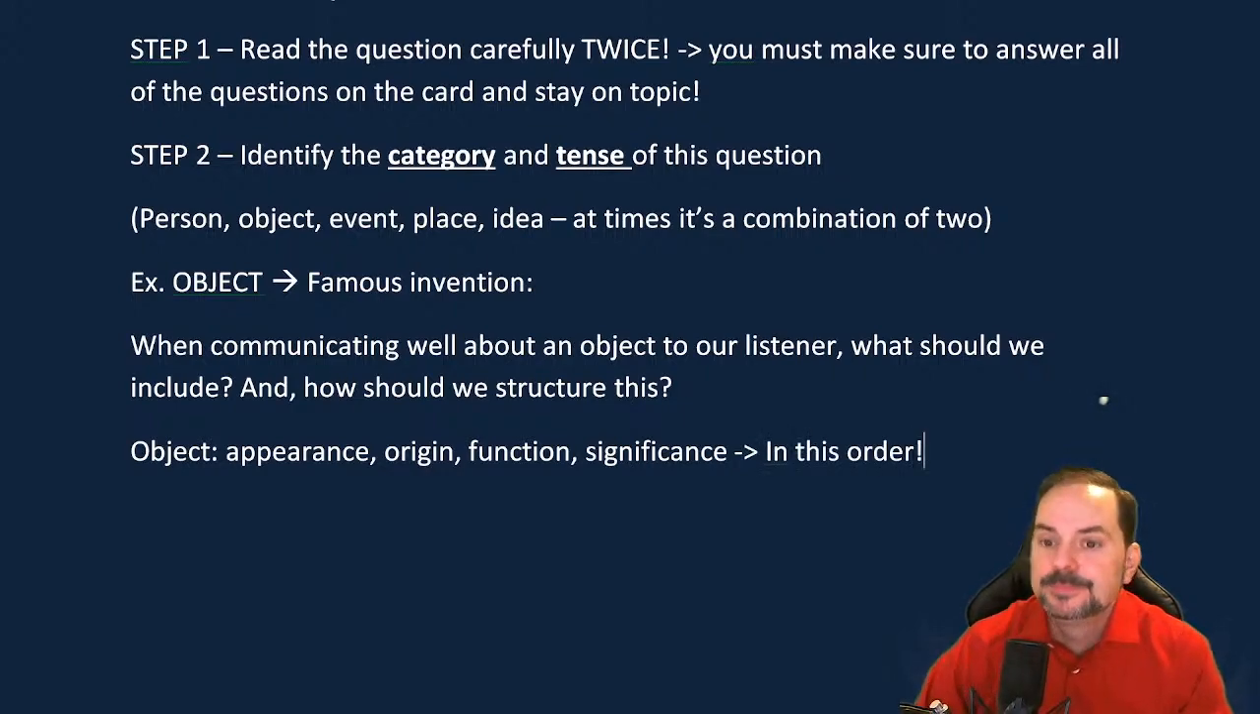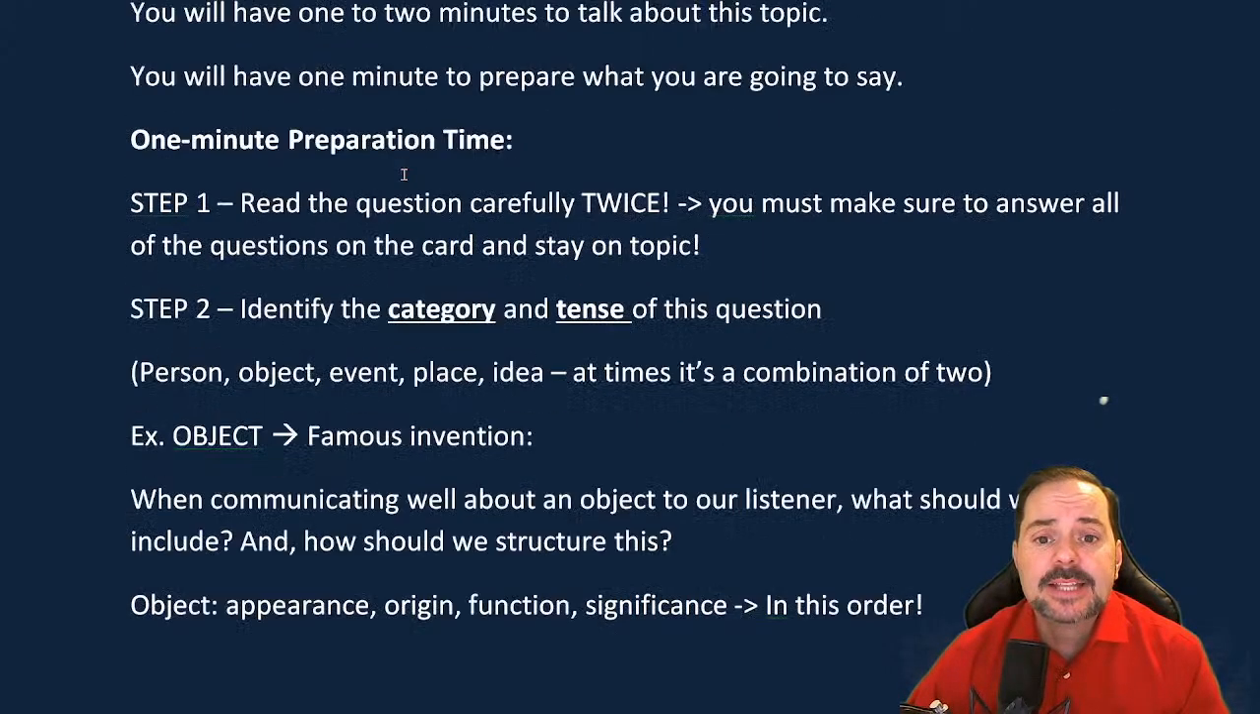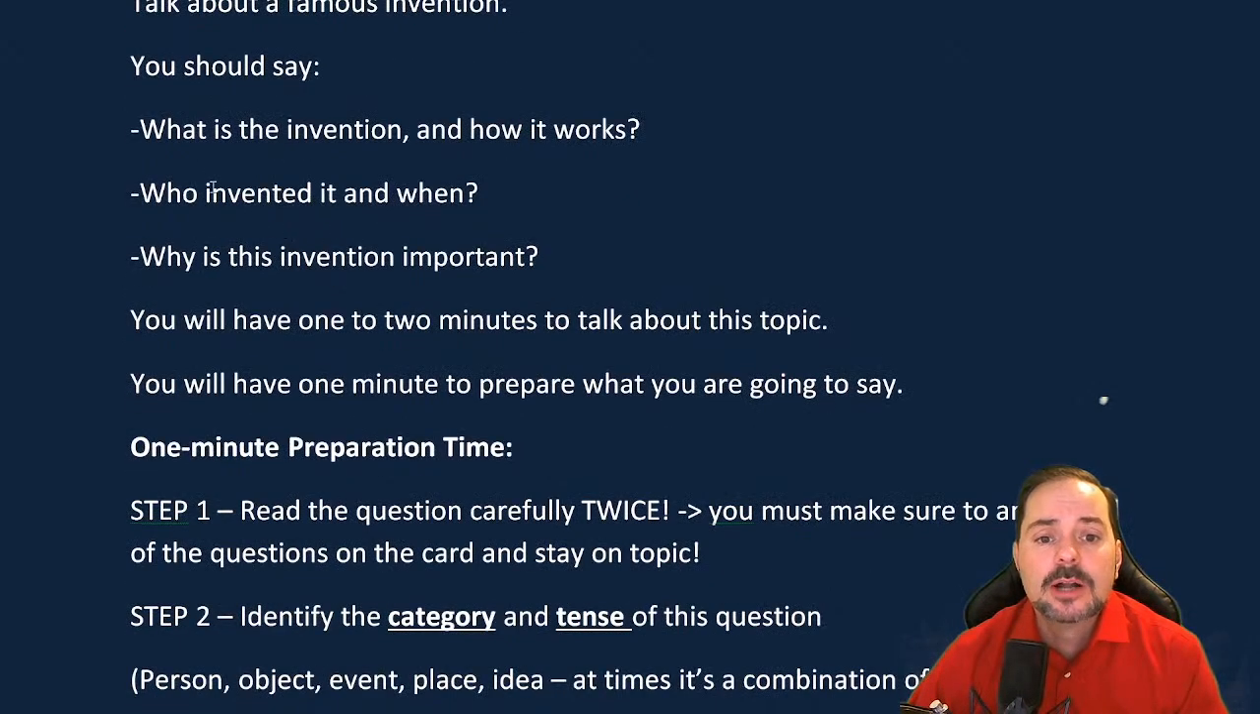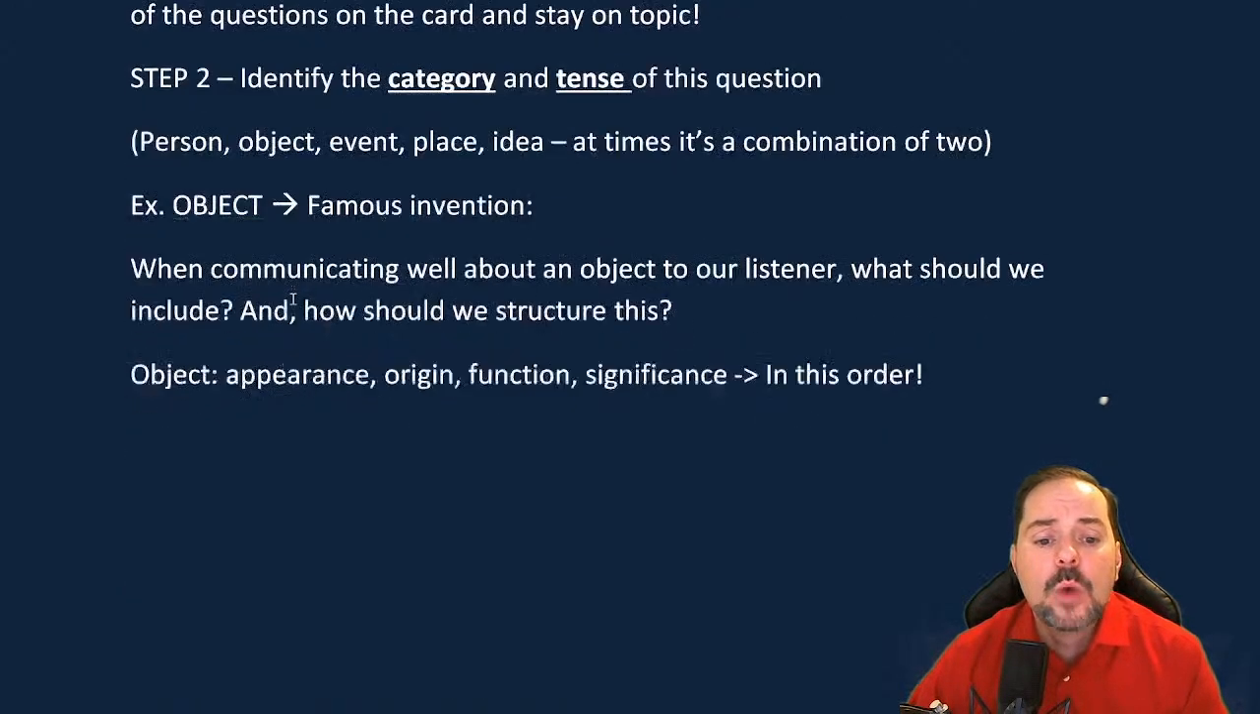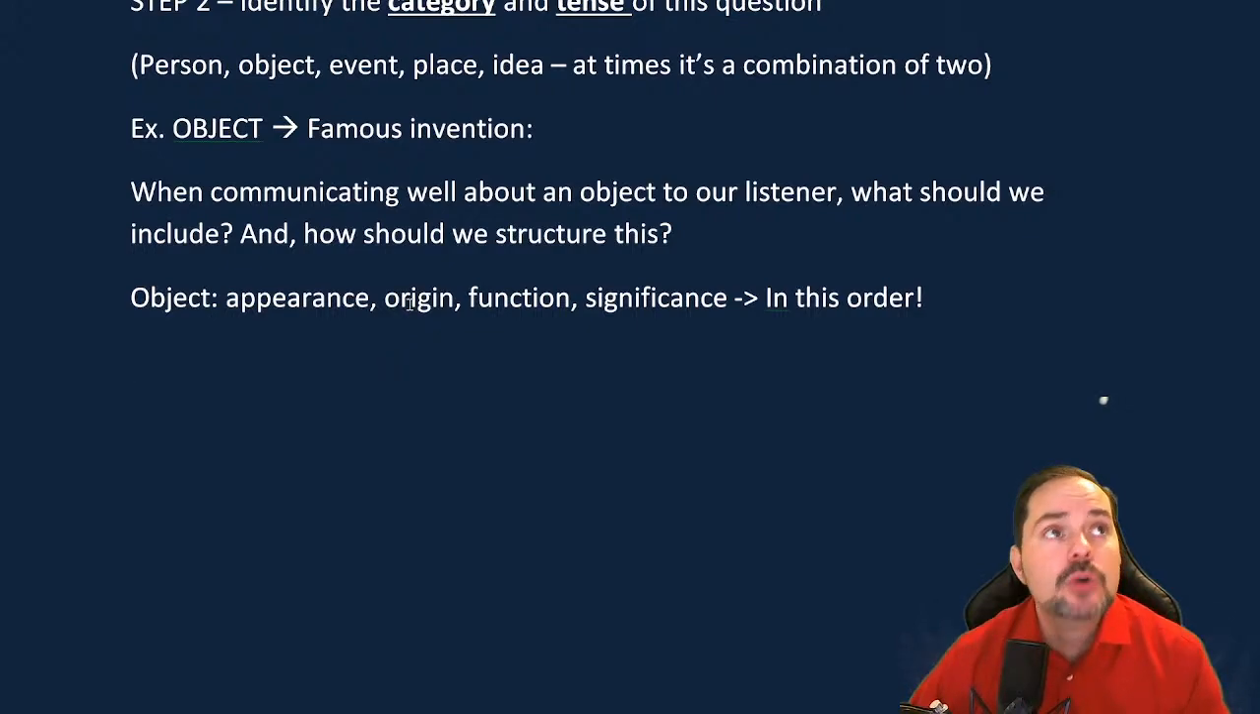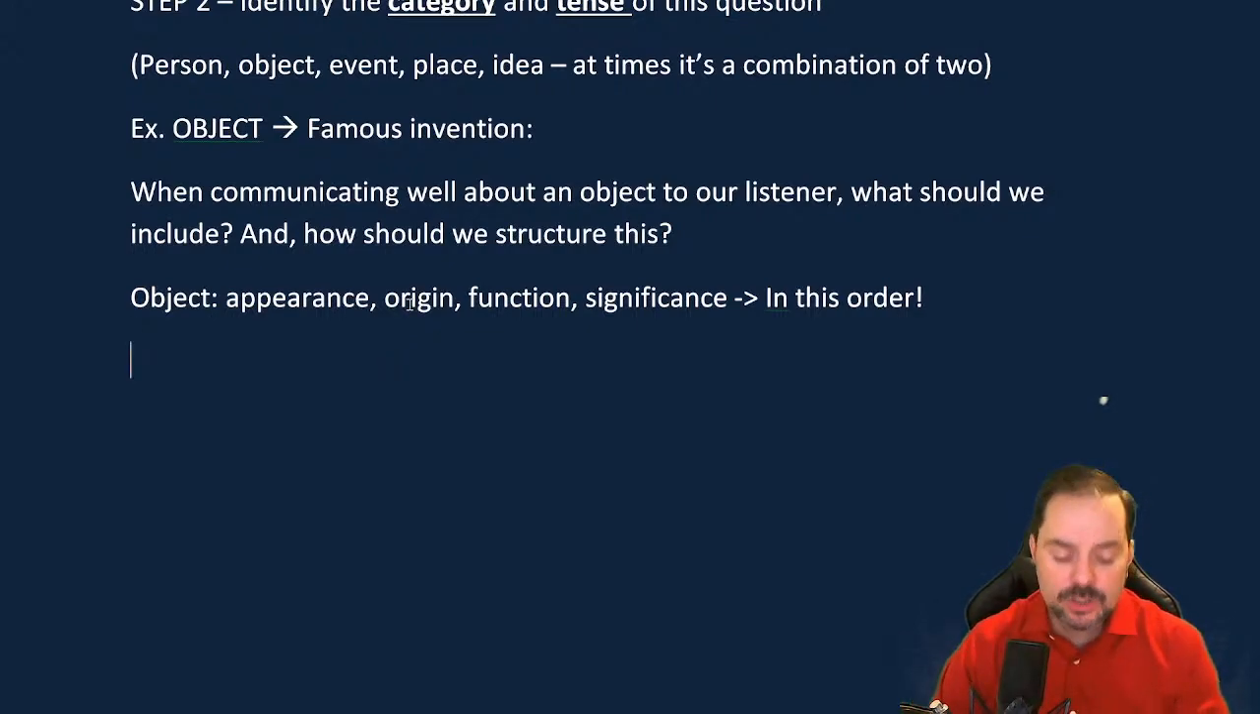All right. Okay, very good. Now, the tense. So we need to figure out the tense of this question. So talk about an object. What is the invention? How does it work? Who invented it? Why is the invention important? What tense are we going to use mostly in this speaking part 2?